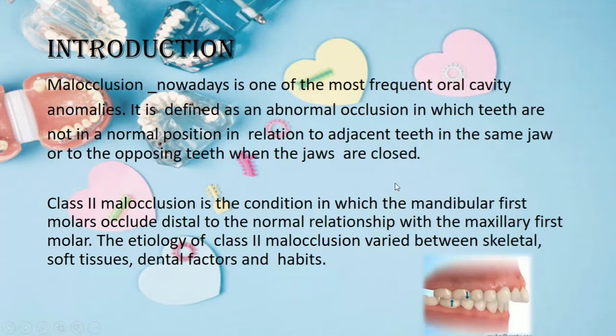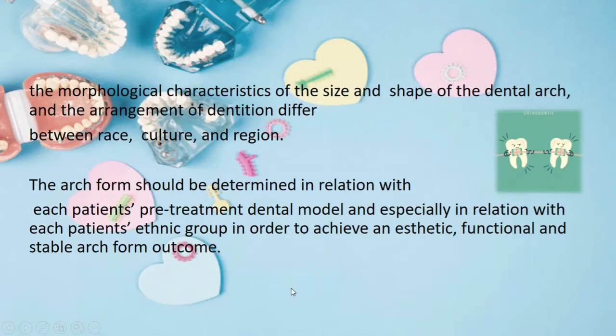Class 2 malocclusion is a condition when the mandibular first molar is distal to the maxillary first molar. Etiology of the class 2 malocclusion varies between the skeletal, soft tissue, dental factor, and habits.